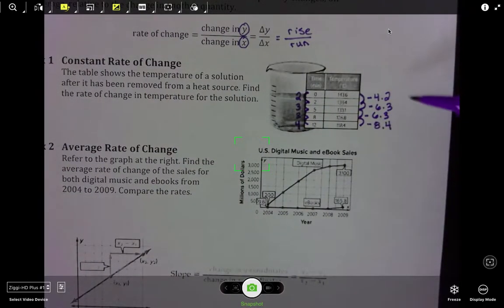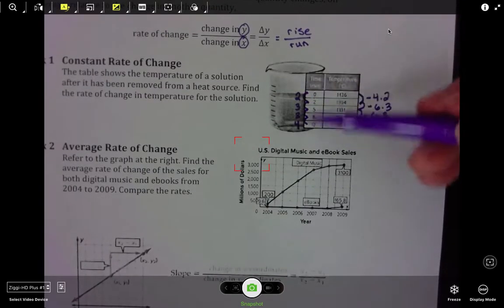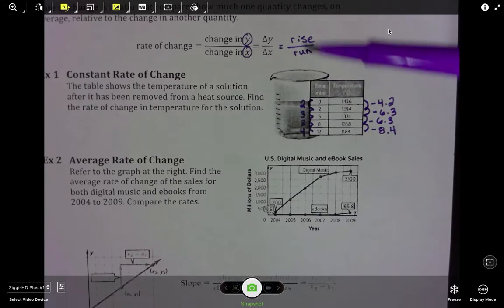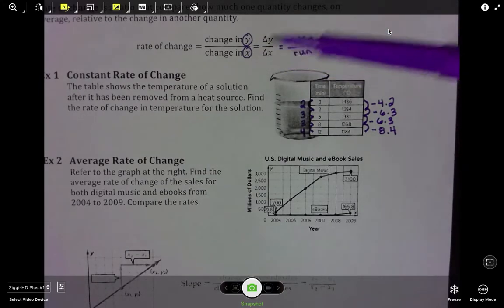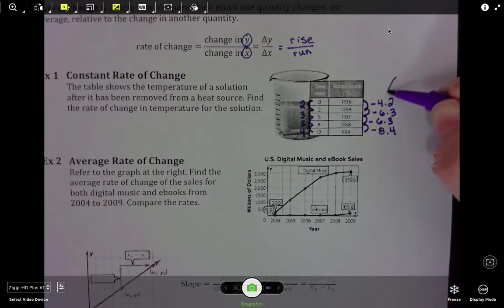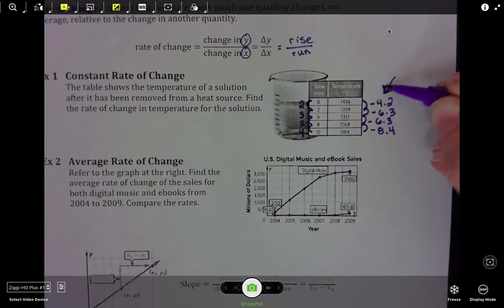So we're looking at the change in temperature, and we're looking at the change in time. Now, when we're dealing with rate of change, at least for this section, all of the rates of change will be the same. Except in this column right here, we're looking at the rate of change, and we're seeing that 4.2 is not the same number as 6.3 and 8.4. They're all different, okay?